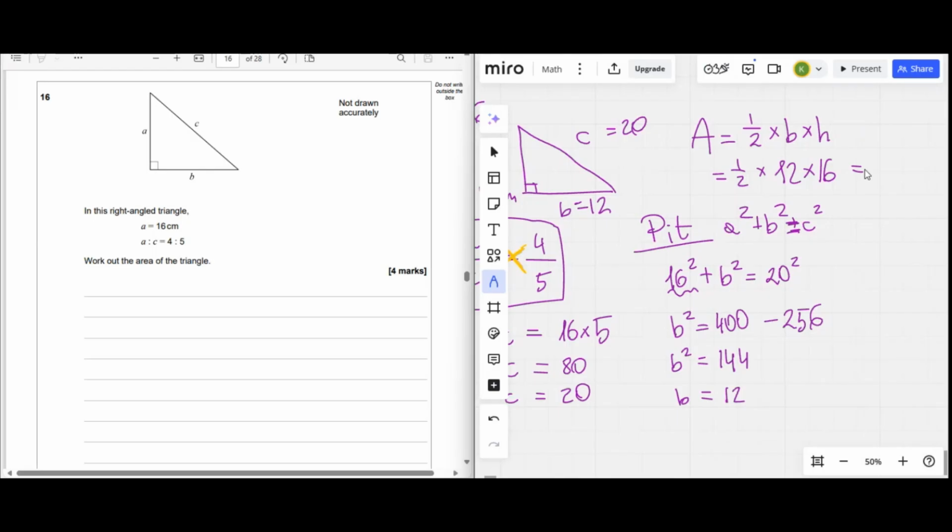Half of 12 is 6 times 16, 96 centimeters squared.